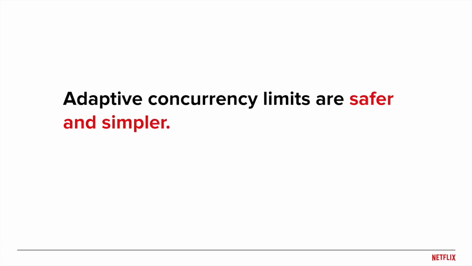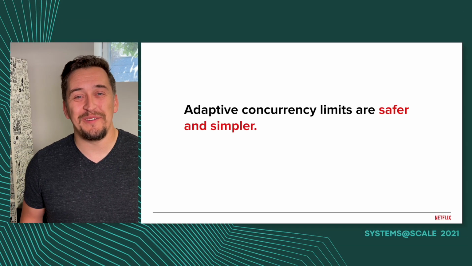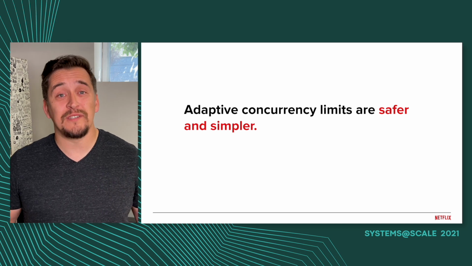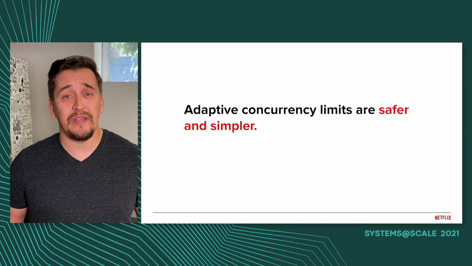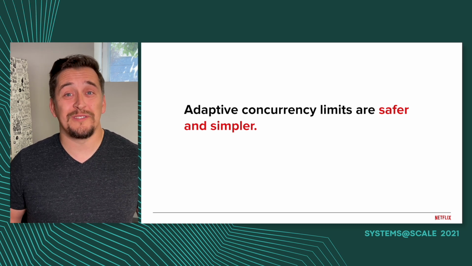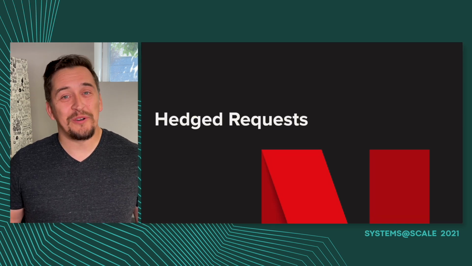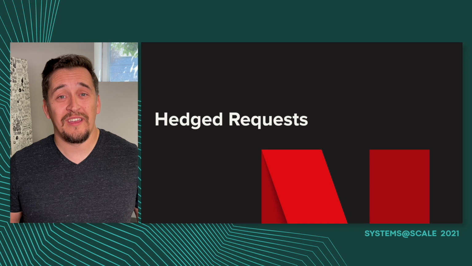And so what we've seen here is that adaptive concurrency limiters are both safer and simpler. And that's important because we need developers, building new features, bringing new things to the service, not focused on constantly retuning and adjusting those limits. And so here we focused on simpler and safer. Next, we're going to focus on what we do with all the things that are slow. And so that leads us into hedge requests.